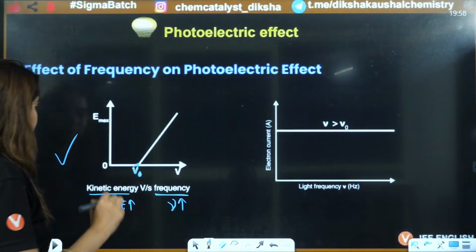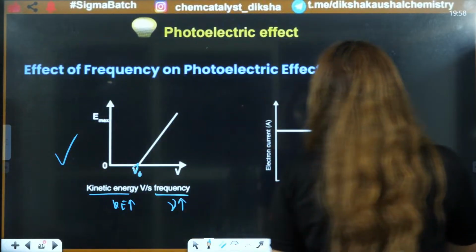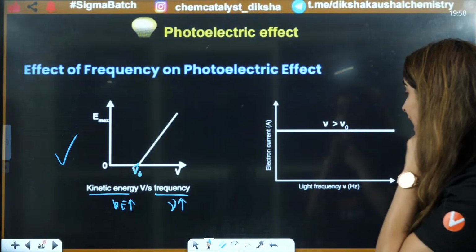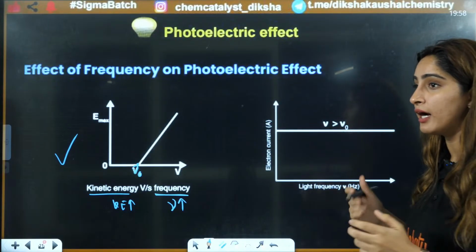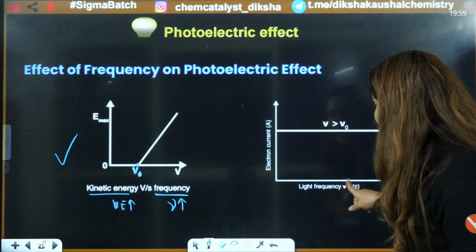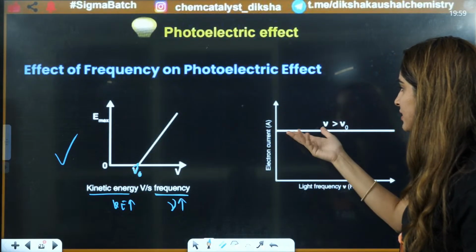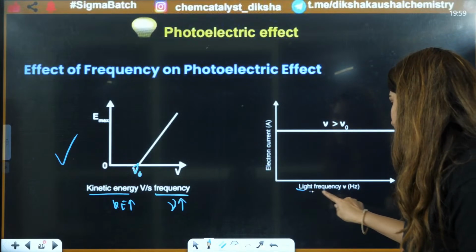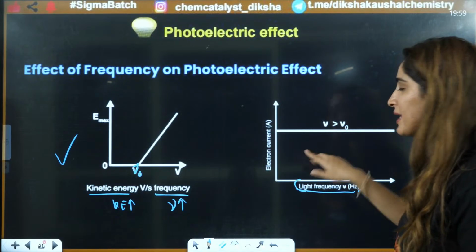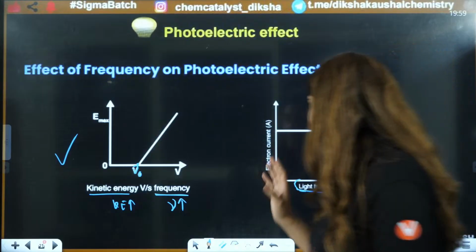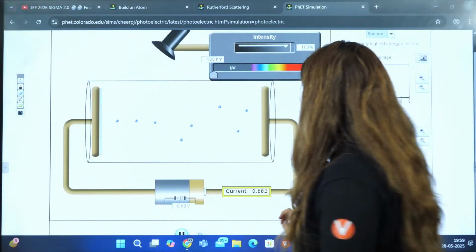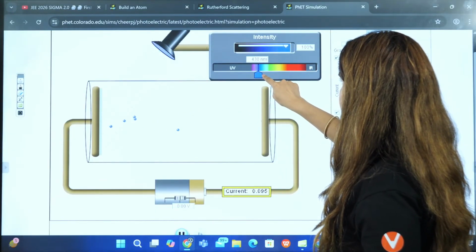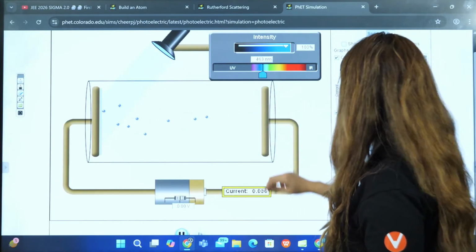Okay. Now, next one is the electron current and light frequency. Let's see that and understand it here. As you increase the light frequency, the current is increasing. What is happening here? If you see the light frequency, after this it is increasing. I'll just show you that here, right?